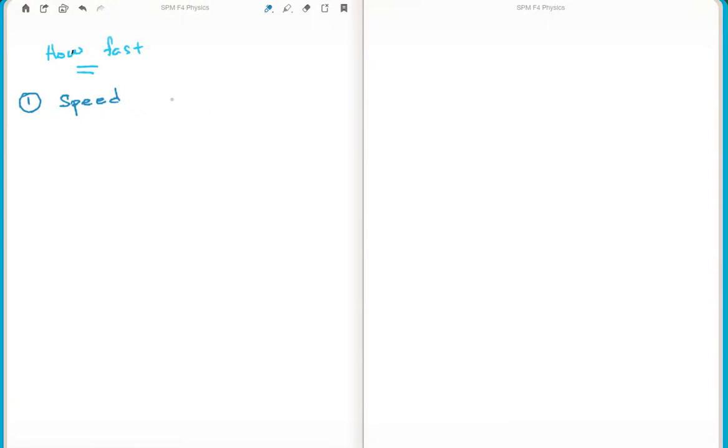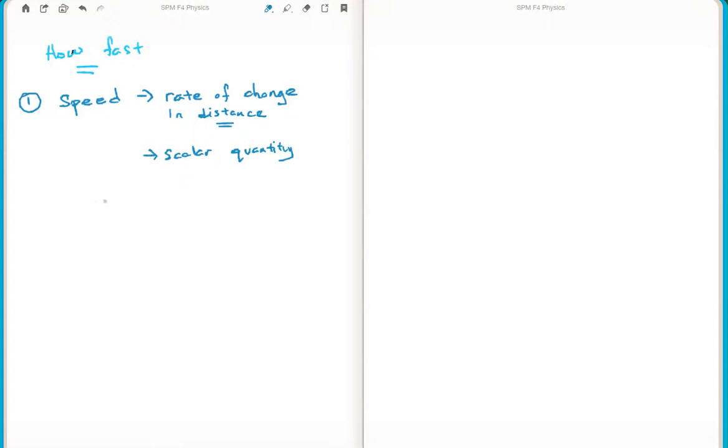First one, how fast? What's the speed? Speed, by definition, is the rate of change in distance. So meaning distance, just two points. Therefore, it's a scalar quantity. You need to be very clear about this. Scalar quantity.